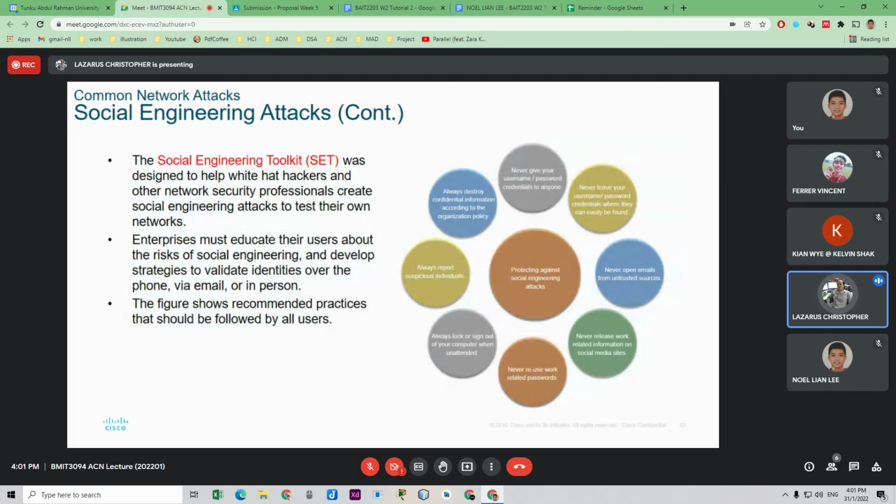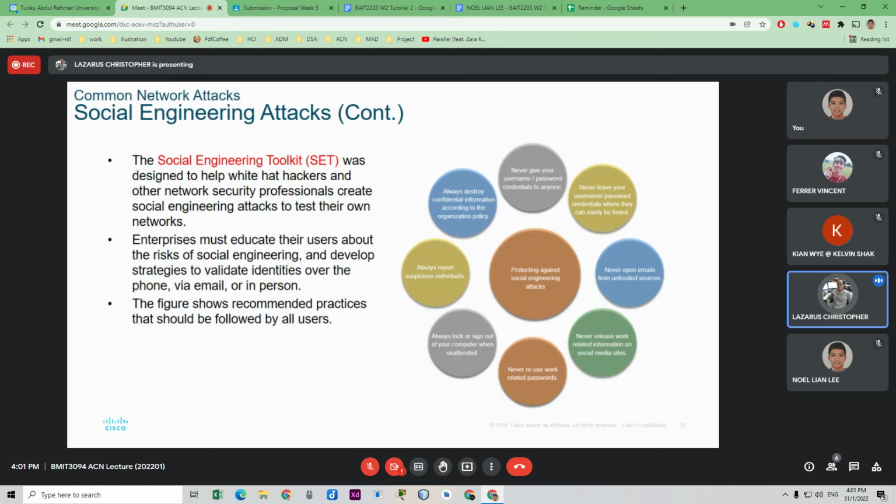We have something called SET, the Social Engineering Toolkit, designed to help white hat hackers and other InfoSec network security professionals create social engineering attacks to test their own network. Penetration testing doesn't only involve technical attacks, it also involves social engineering attacks. So this toolkit is used by them to do just that.